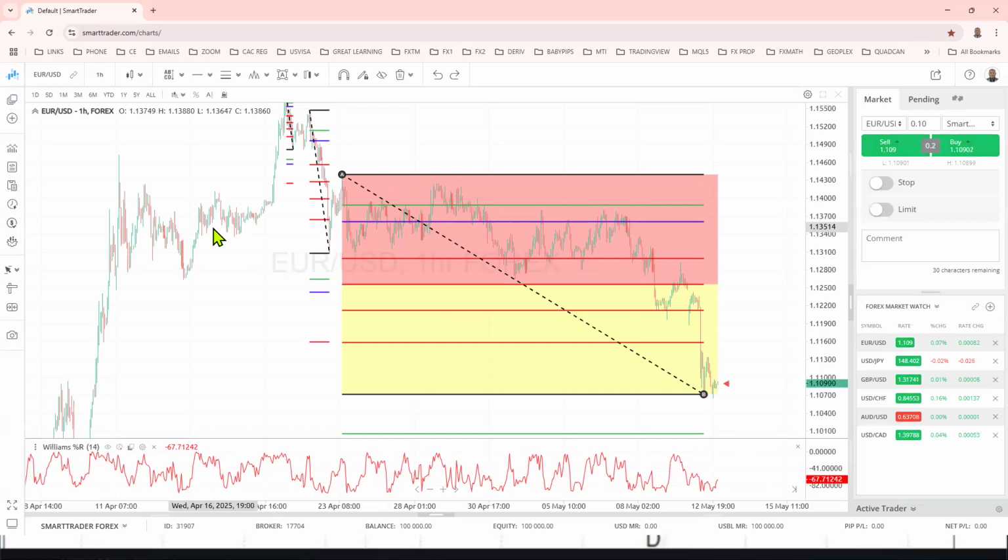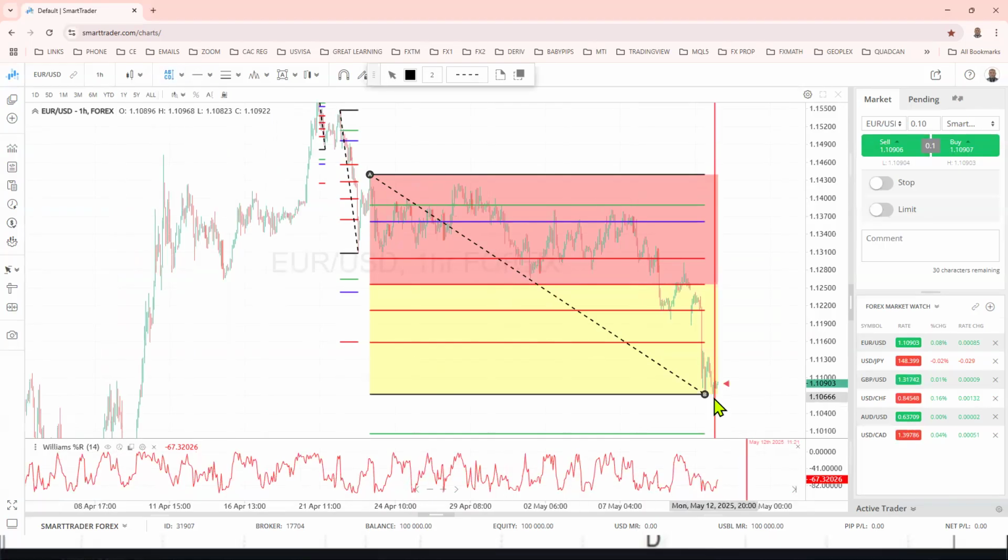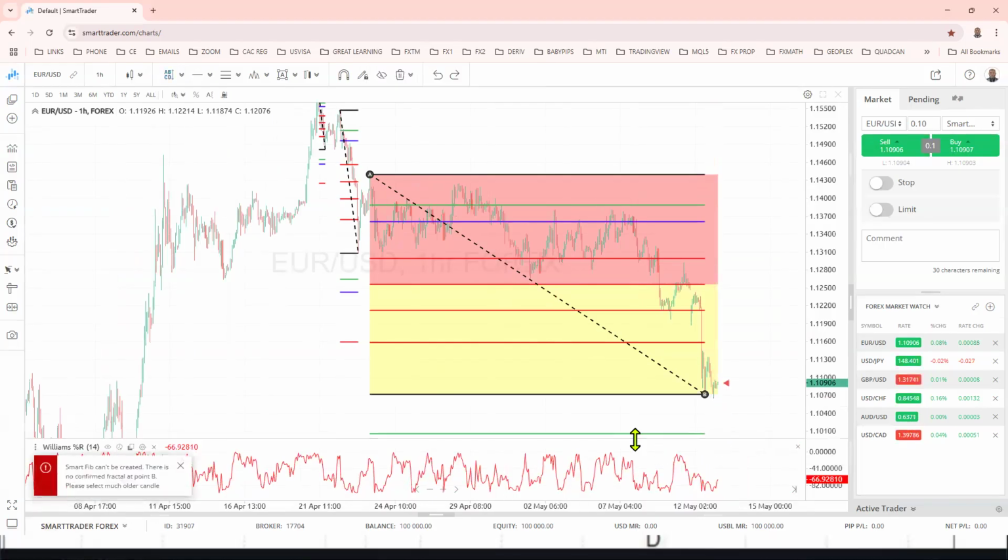So you are looking, the market is still selling. Sell has not ended. If sell has ended, let me do something. If I come here now and I say smart fig, and then I come here and I say smart fig, you see there's no result. Smart fig can be created. There is no confirmation fractal. Can you see that? Meaning that buy is not possible yet.